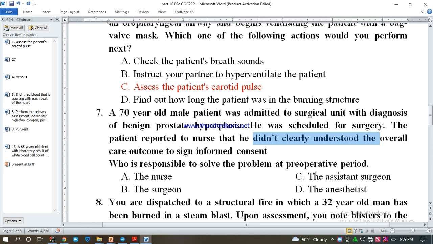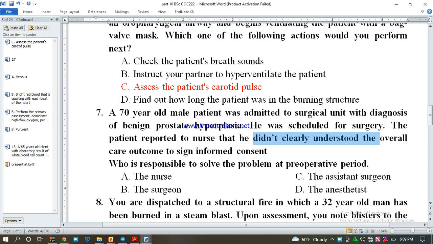What is the responsibility of the assistant surgeon? Maintain visibility of the surgical site, control bleeding, close the wound or suture, and dress the area. These are the responsibilities of the assistant surgeon.